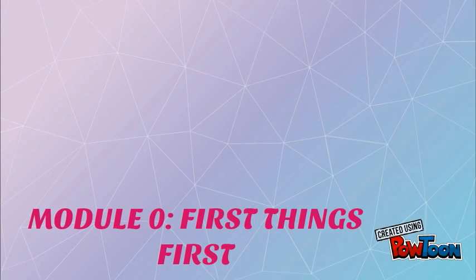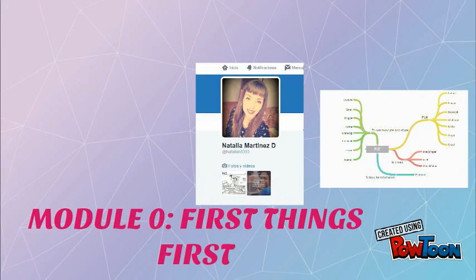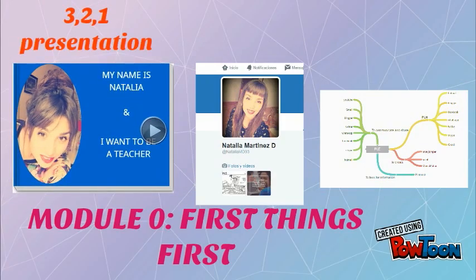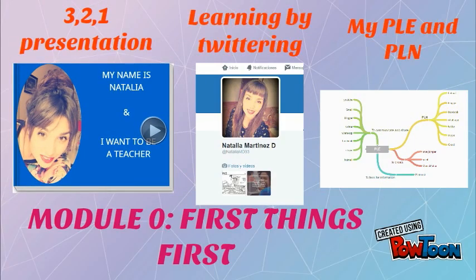Module 0 includes 3 activities. The first one was to create a video presentation in which you had to tell things about you. The second activity, we had to create an account in Twitter to disseminate all our works. And the third one is an infographic to distinguish our personal learning environment and our personal learning network.